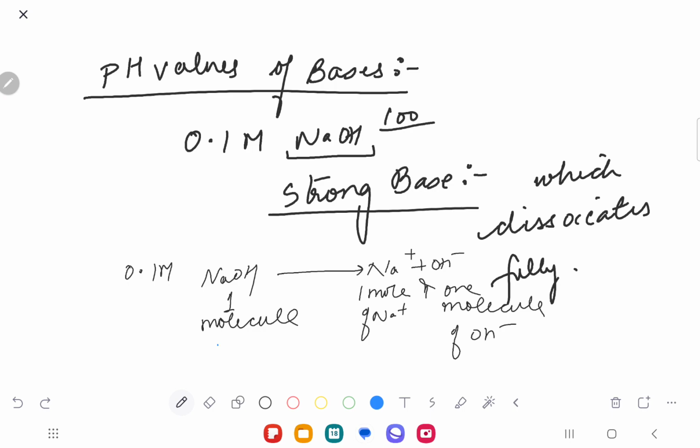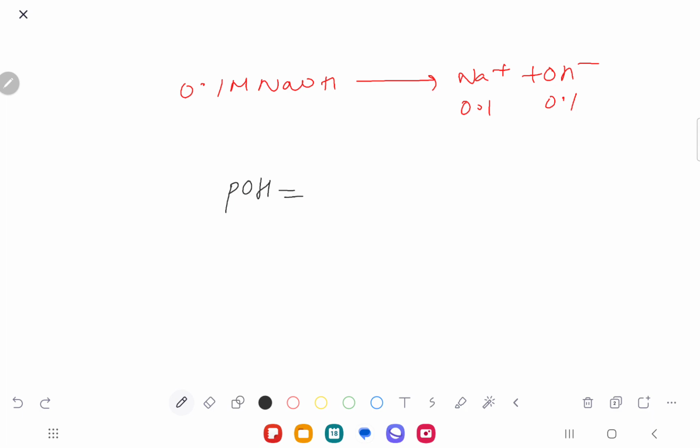So I have 0.1 molar. What is 0.1 molar NaOH? It basically means that when 0.1 molar NaOH dissociates, it is going to give me Na plus ions and OH negative ions, 0.1 and 0.1 both. And for the bases, rather than calculating the pH, I'm going to calculate the pOH, because I told you that pOH can be calculated for any terms. So pOH shall be what?